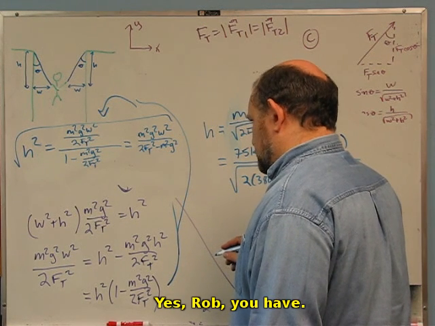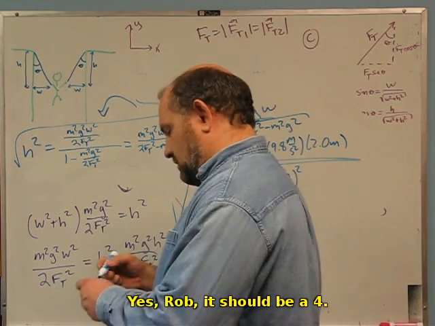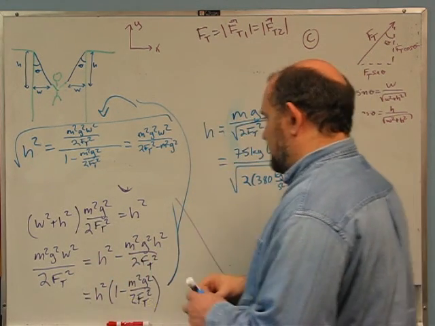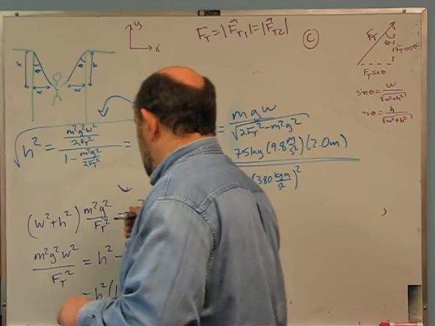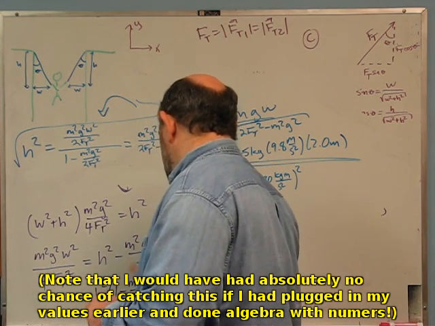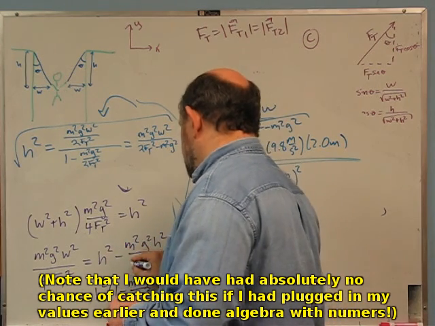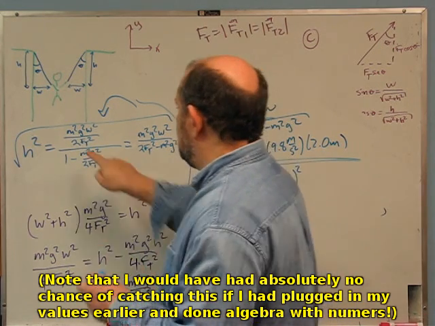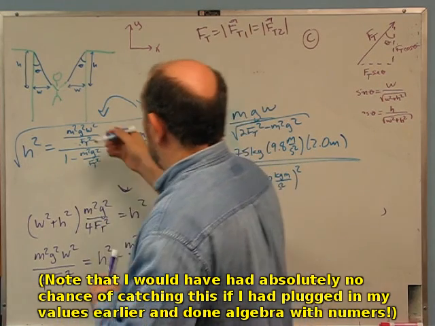I think that should have been 4ft squared. This should have been a 4 here, because when I squared that 2ft, I should have gotten 4ft squared. So all along here, this should have been 4. I apologize for that. So that should have been 4, and that, and that, and that, and that should have been 4.